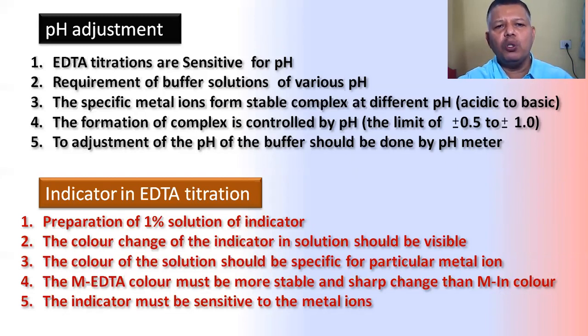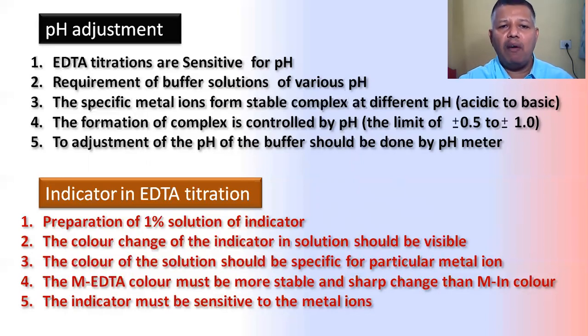When dilute solutions are there, we do not observe the change properly, and therefore, as such titrations are in dilute solutions, we require an indicator which shows a sharp change in color. The color of the solution should be specific for the particular metal ion. One metal ion shows a different color than another metal ion, and therefore the metal-EDTA complex color must be more stable or sharper than the change in the metal-indicator color, and the indicator must be sensitive to the metal ion.